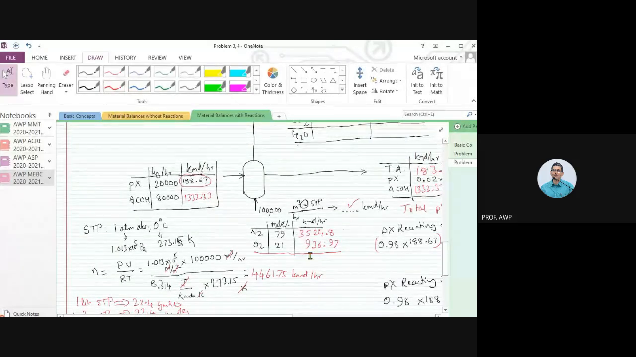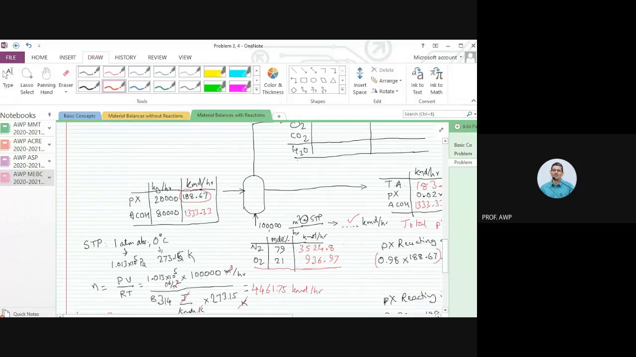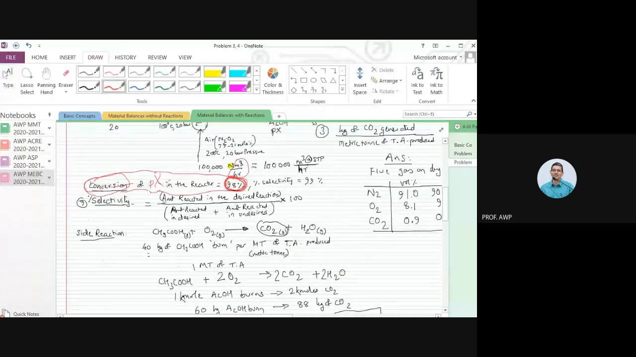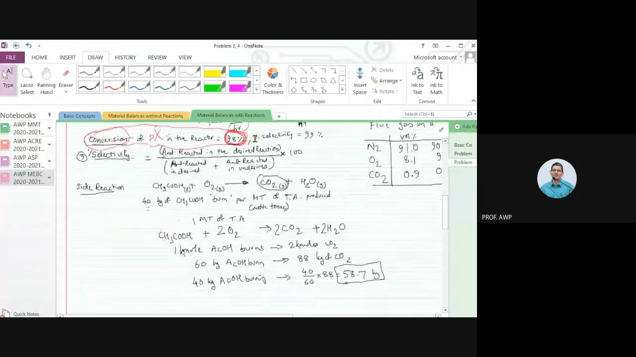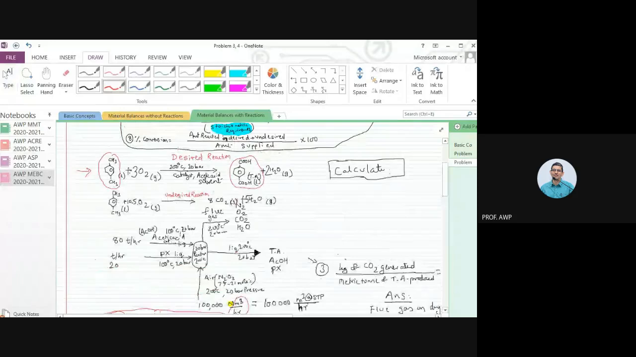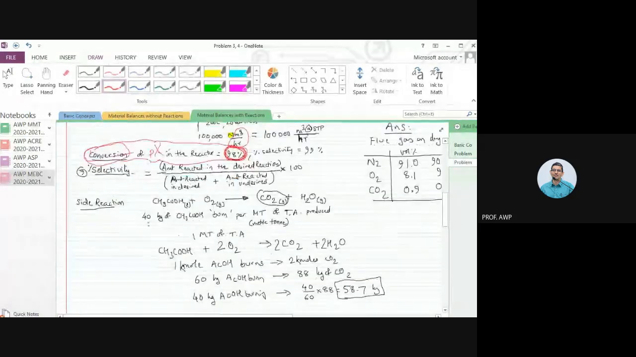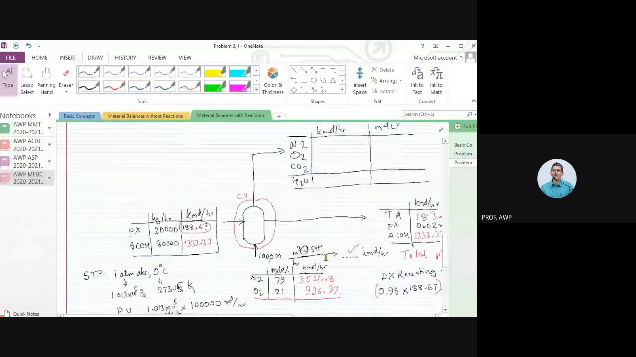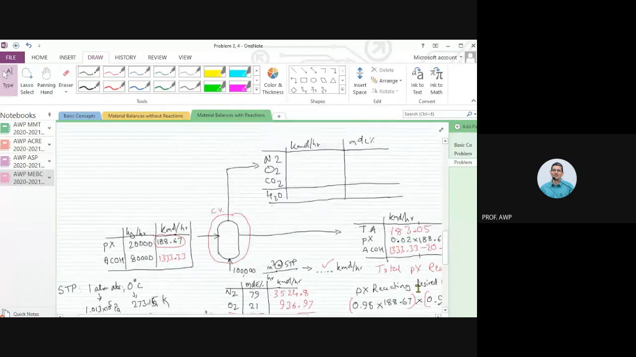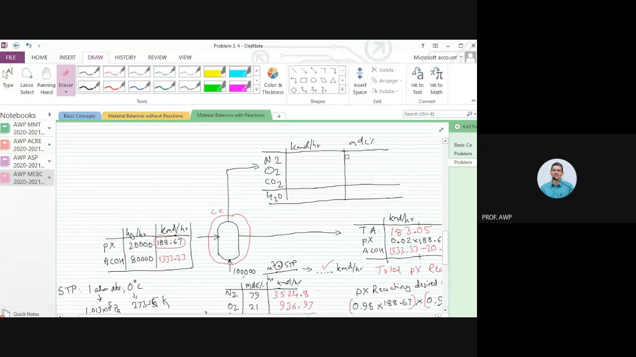Now, can we start doing oxygen balance over this control volume? This is our control volume. Now, oxygen is reacting with what? Oxygen is reacting with paraxylene to give you the terephthalic acid. This is one place where oxygen is reacting. Another place oxygen is reacting is the second reaction, undesired reaction. And the third place where oxygen is reacting is this acetic acid burning reaction. So now, oxygen going out of the reactor, if you want to write, what will we write?